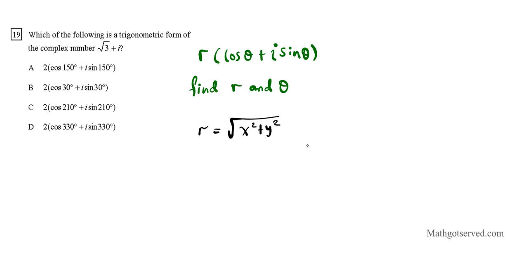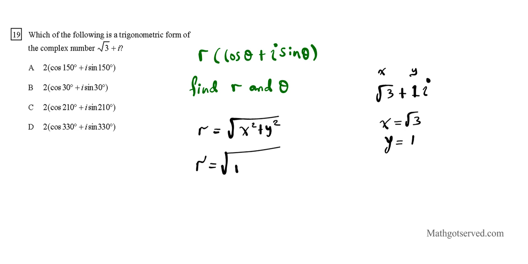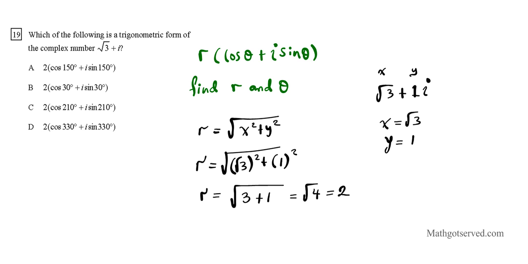In this case, we have the complex number root 3 plus the coefficient of i, which is 1, plus 1i. So this is x and this is y. So x equals root 3 and y equals 1. That's what I'm going to plug into this formula. So the radius equals the square root of root 3 squared for the x plus 1 squared for the y. That equals the square root of 3 plus 1, which is root 4. The answer is 2. So r is 2. Now we need to find theta.